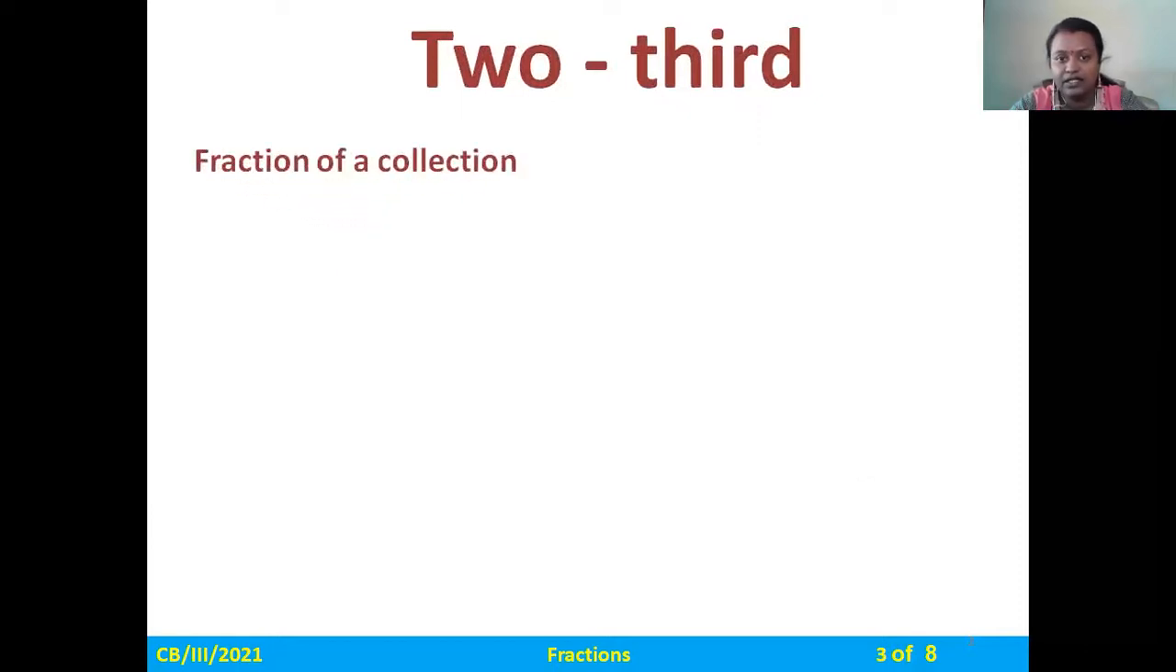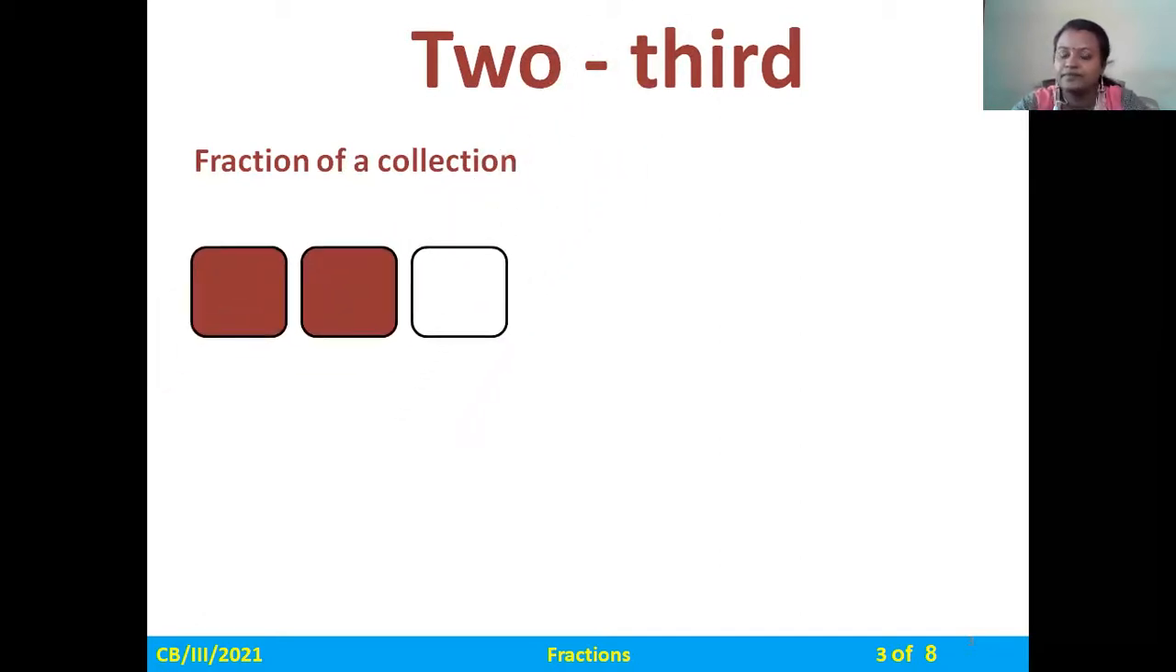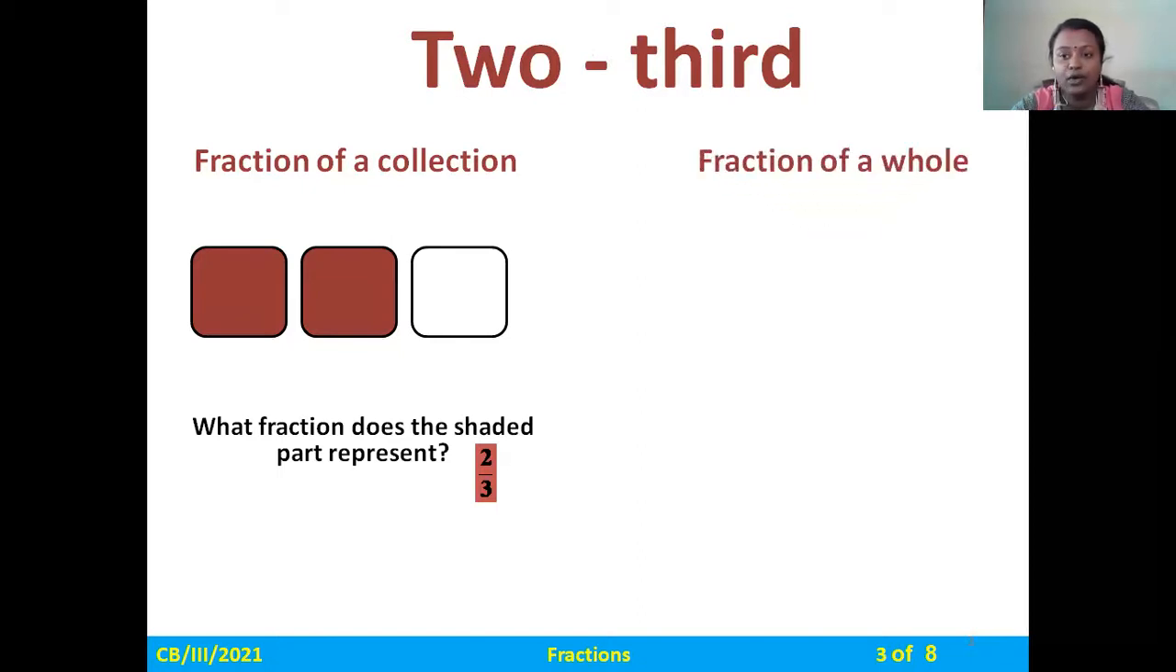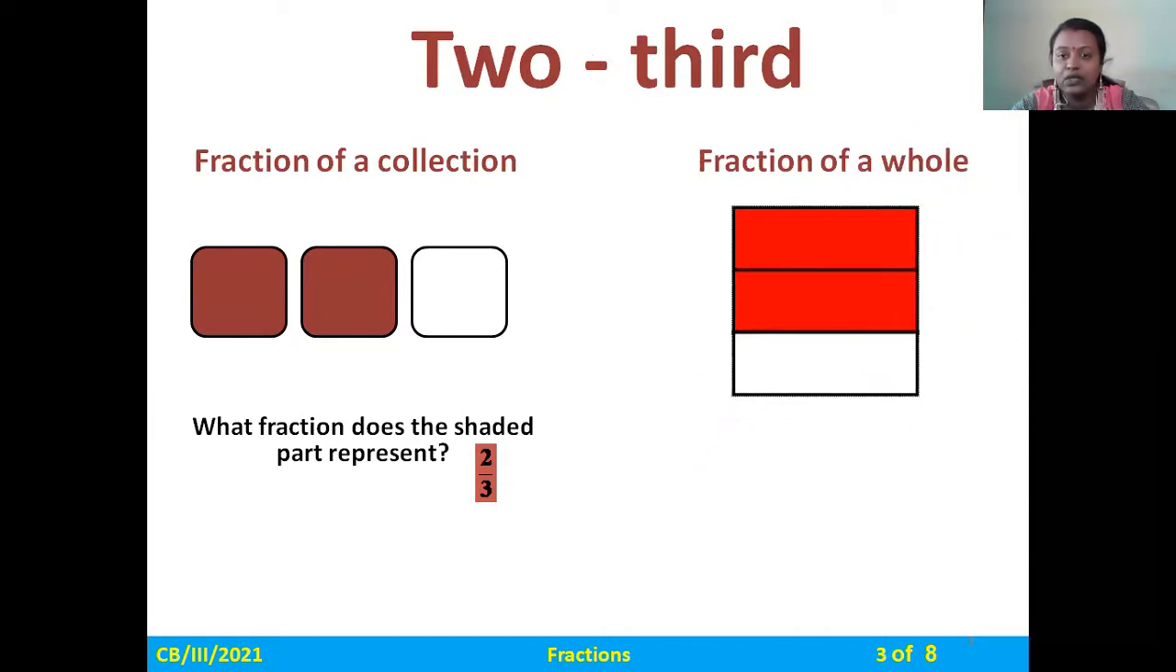Fraction of a collection, if we have to represent 2/3. Yes, as you can see here, the fraction for the shaded part would be 2 out of 3, that is 2/3. Fraction of a whole, where you see 2 parts shaded out of the whole, that is 3, is called 2/3. But in the case of the unshaded part, we have it as 1 upon 3, also called 1/3.